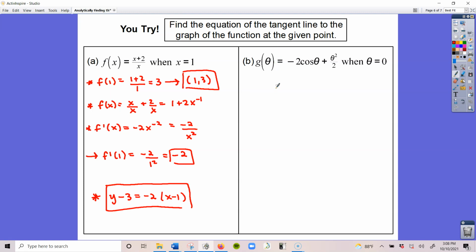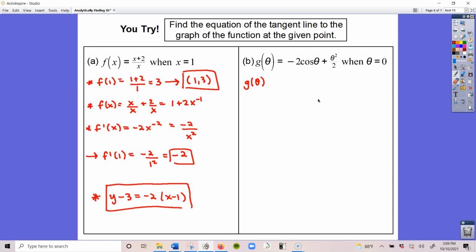Moving along to this one here, we have g of theta is equal to negative 2 cosine theta plus theta squared over 2 when theta is equal to 0. So we want to find the equation of the tangent line. So first I need my slope of tangency. Now remember, theta is just another variable, just like x or y or z or whatever. So we just treat it like a variable. I'm going to plug in 0.